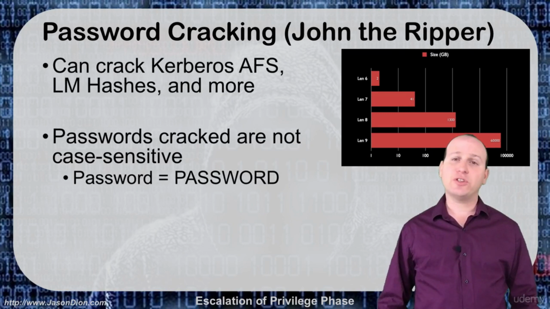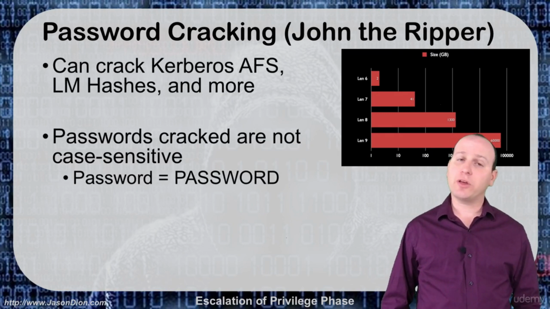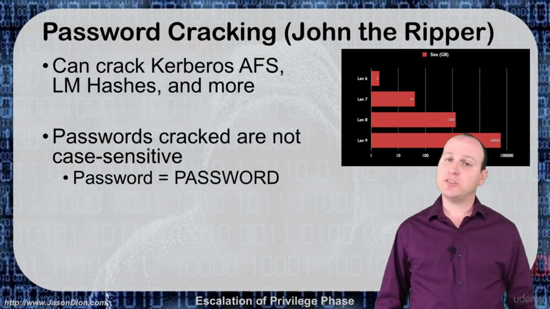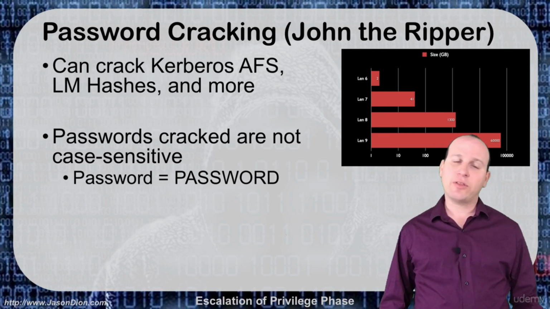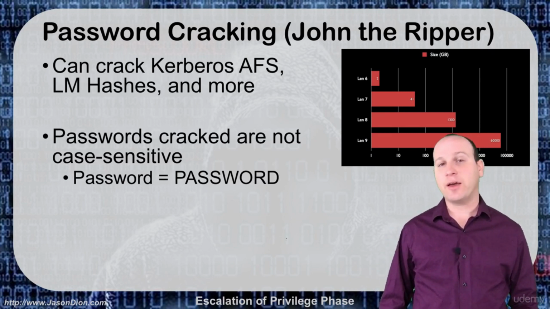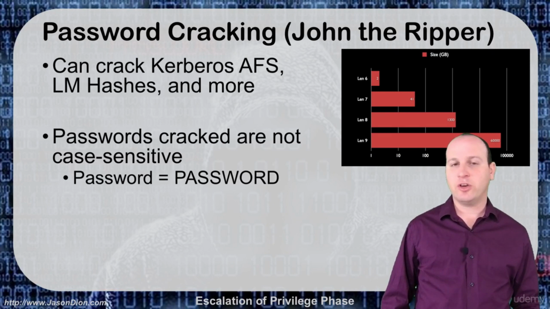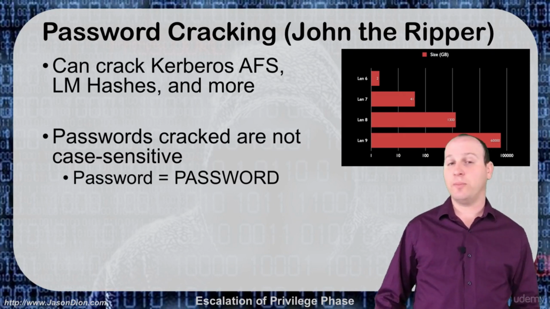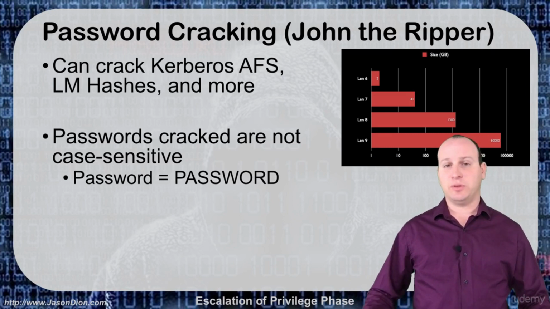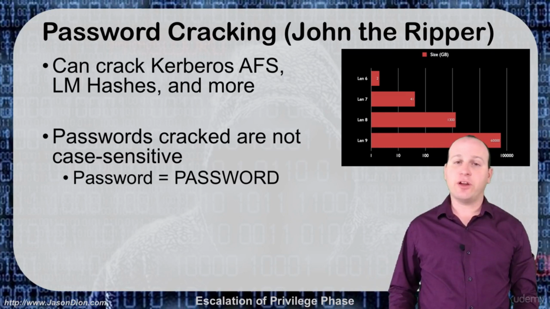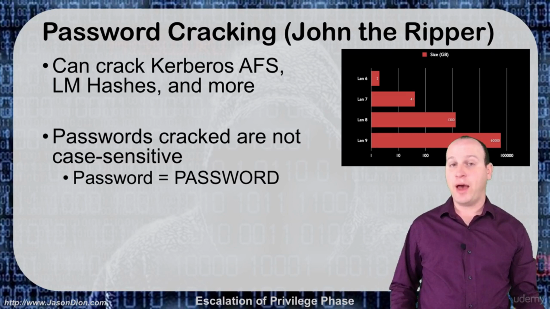Another one we have out there is John the Ripper. Now, John the Ripper can crack Kerberos, LanMan hashes, and more. And the passwords that are cracked, though, they're not case sensitive. So if I come back and it cracks it and says it's password, it could be all capital, all lowercase, or a mixture of the two. I don't really know, but at least I've gotten it down into something reasonable. And now the fact that I know that it's 8 characters and it has password as the letters, I can start going through it, and there's only a couple of options and I'll be able to figure it out pretty quickly.